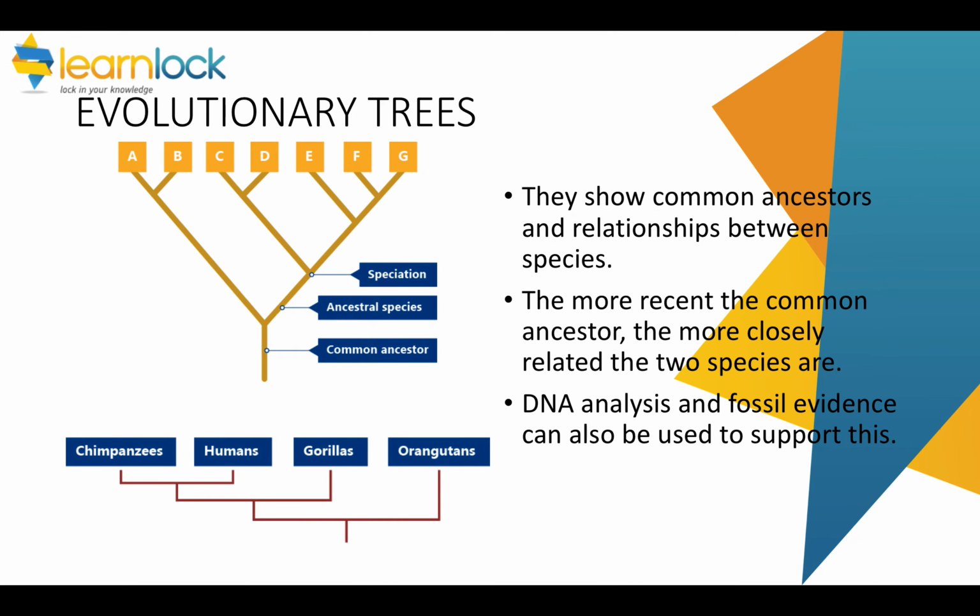Evolutionary trees. Now, these also show common ancestors and relationships between the species. And the more recent the common ancestor, the more closely related the 2 species are. So it doesn't mean that one organism came from another, but it means that they have common ancestors, if you look back on evolutionary trees. So sometimes people make the mistake of saying that humans come from monkeys or come from primates. And the important thing to remember is that's not what Darwin or what evolution proposes. Instead, it's that we have had common ancestors. Another thing that supports evolution is DNA analysis, which is obviously more recent, and fossil evidence.